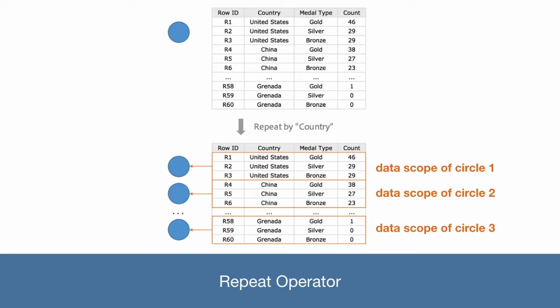So we can repeat, for example, by the country so that we generate one circle for each country in the data set. All the rows that share the same value for the country variable are attached to each circle as its data scope. And we refer to the generated circles as a collection.